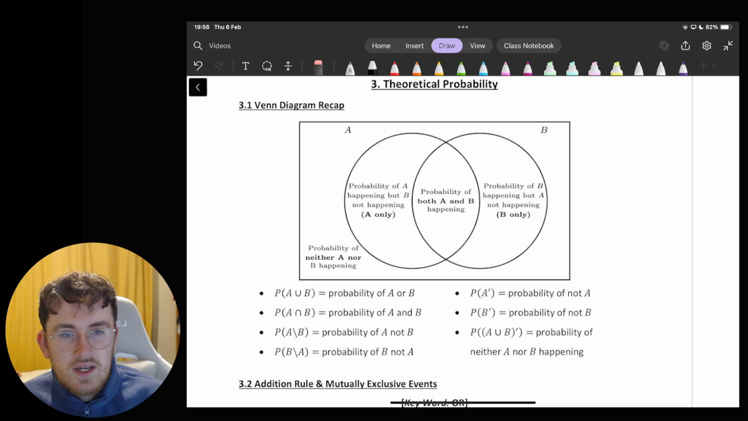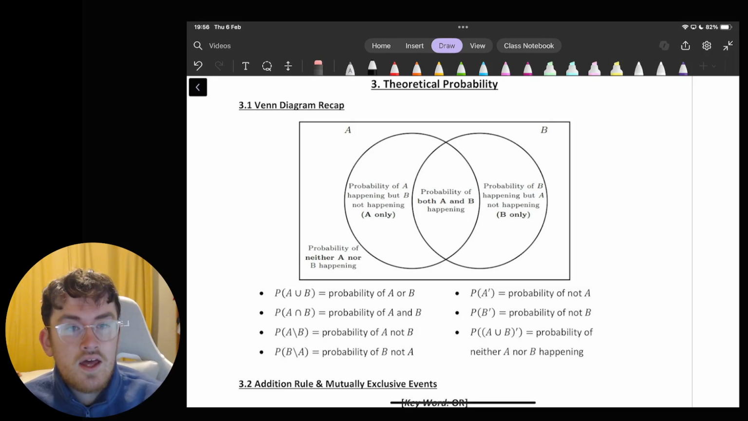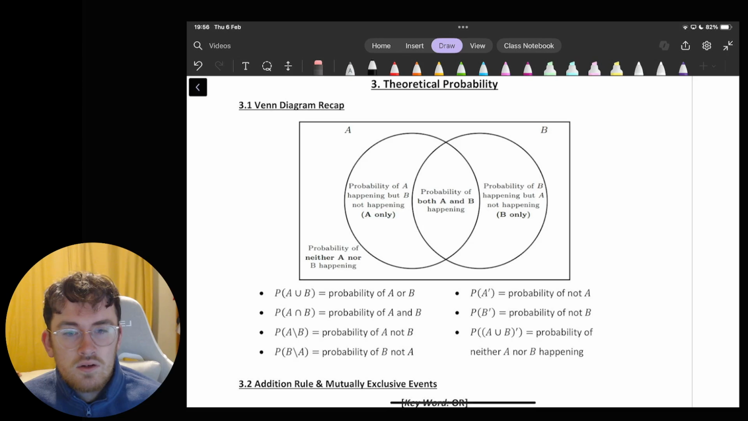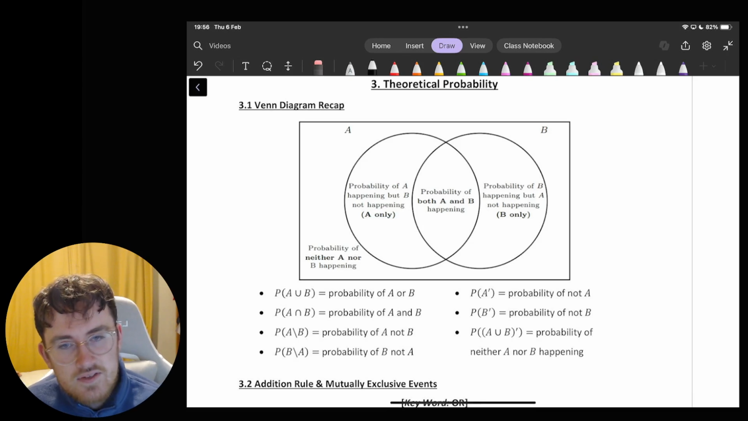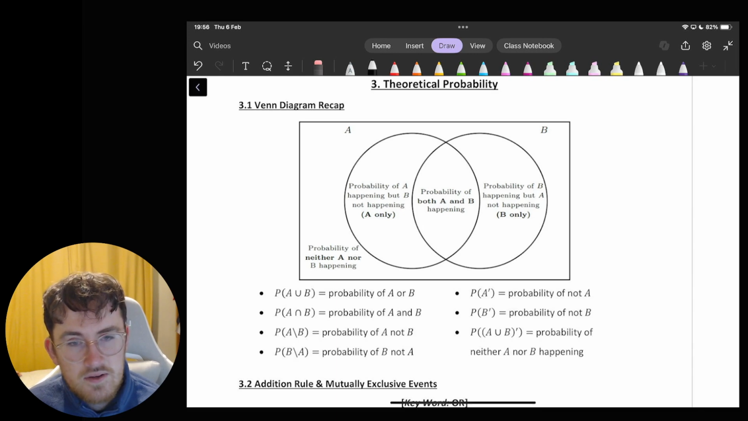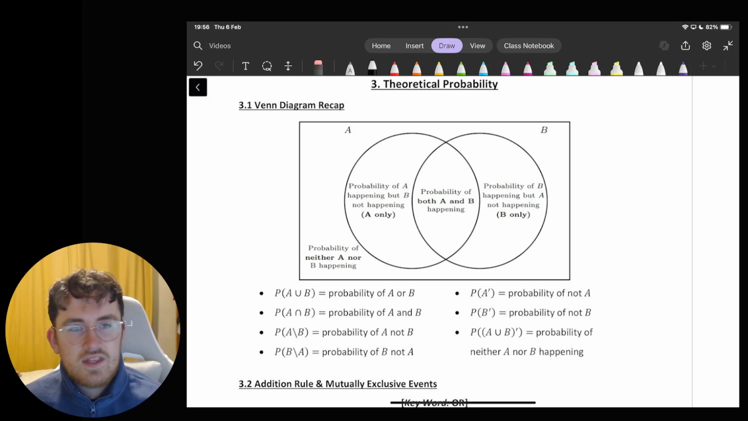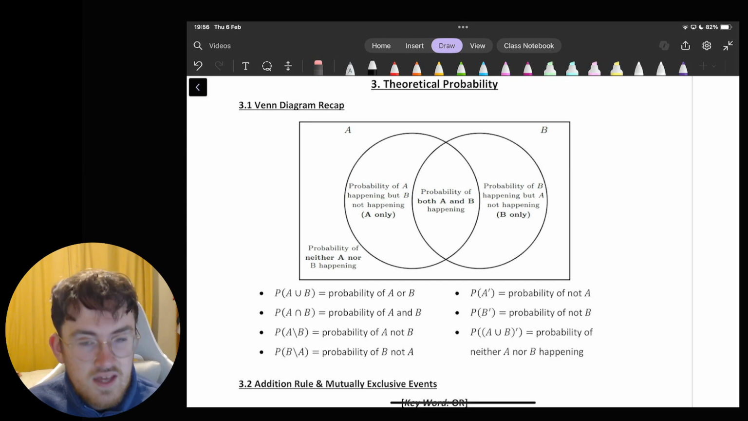So if I have two events A and B, both happening is the intersection there. B but not A, so B only, would be B slash A or B less A, on the left there. And neither happening is on the outside of the set altogether. Just re-familiarizing yourself with where each of these sections would be within a Venn diagram is very important here.